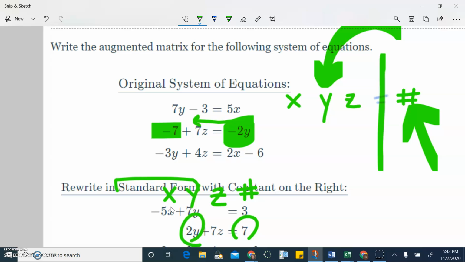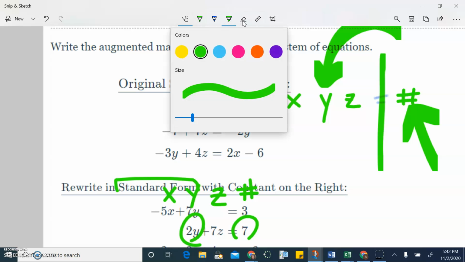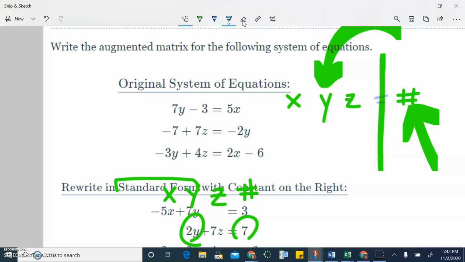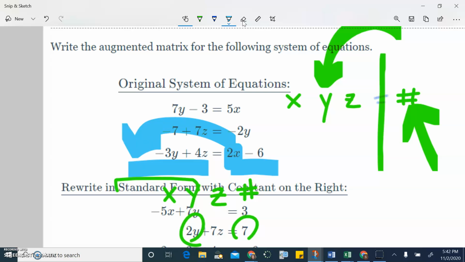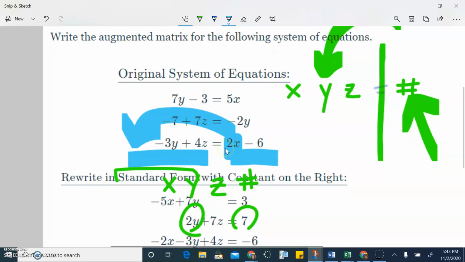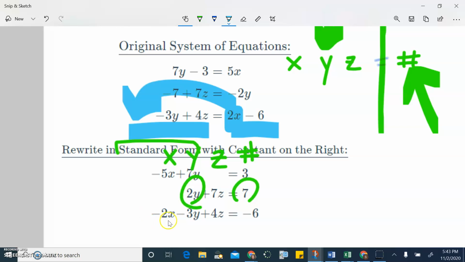We're lining them up. So this last one, which ones need to change? We want x, y, z on the left, and we want just a number on the right. Well, the number is okay. That x is on the wrong side, so that x is going to have to move over here. So we scroll down, that's the only thing that moves, right? To move it across, it becomes a -2x, and then -3y plus 4z equals -6.